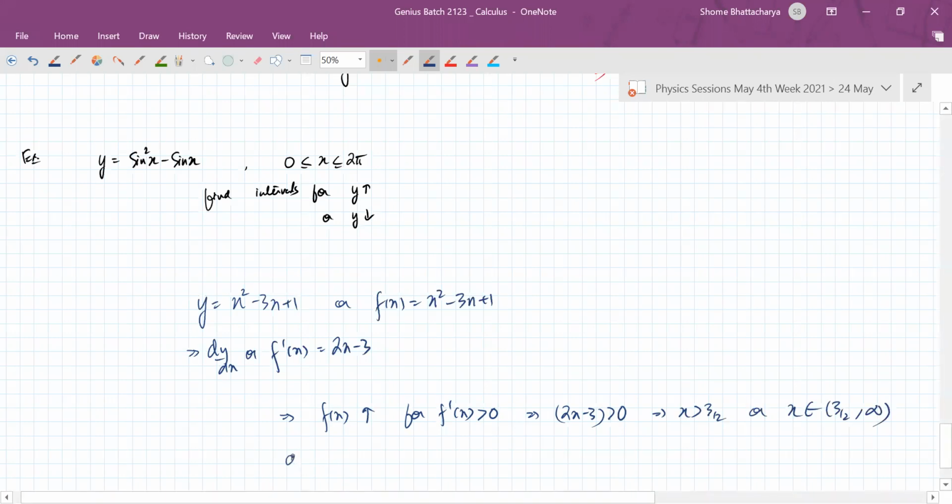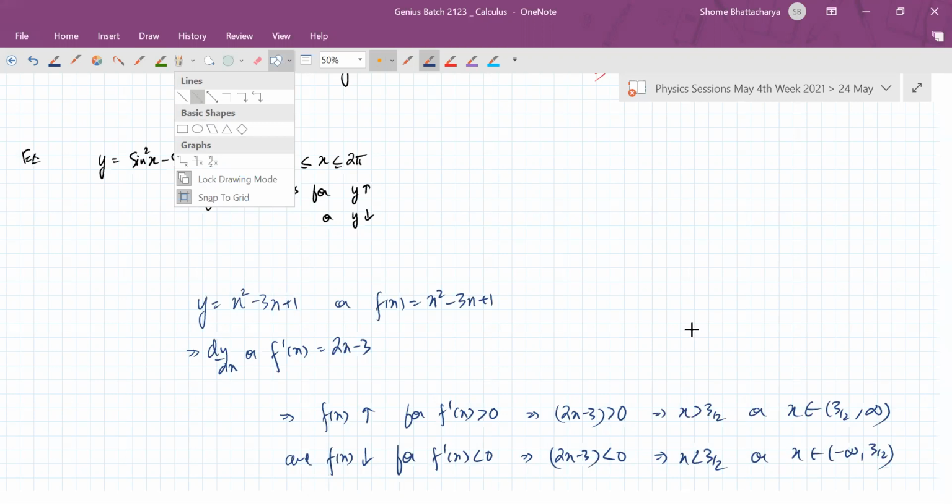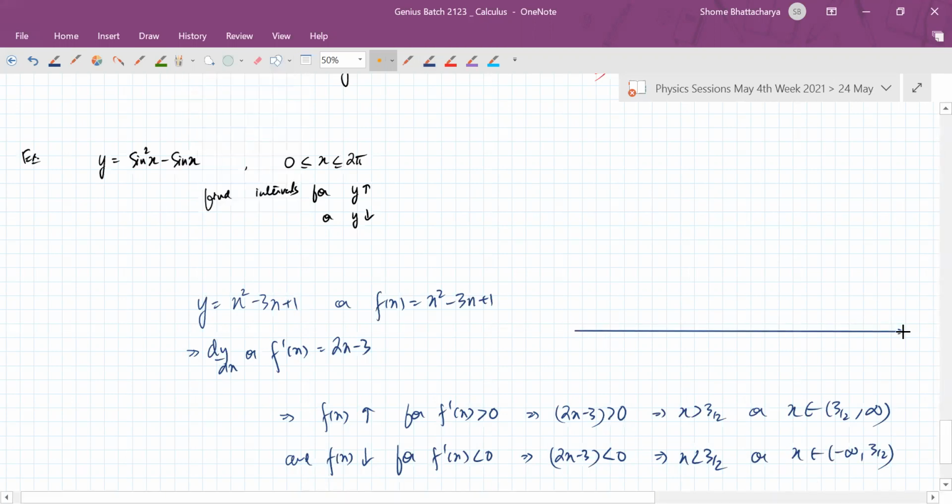Whereas the function decreases for the derivative being negative. So equally simple, 2x minus 3 being negative means that x should be less than 3/2, or x should in general belong to the interval minus infinity to 3/2. So if we also try to visualize this information on a number line, we can see that the function has this kind of trend. There's only one critical point, and that critical point is 1.5 or 3/2. So the function is decreasing before this and is increasing after this.